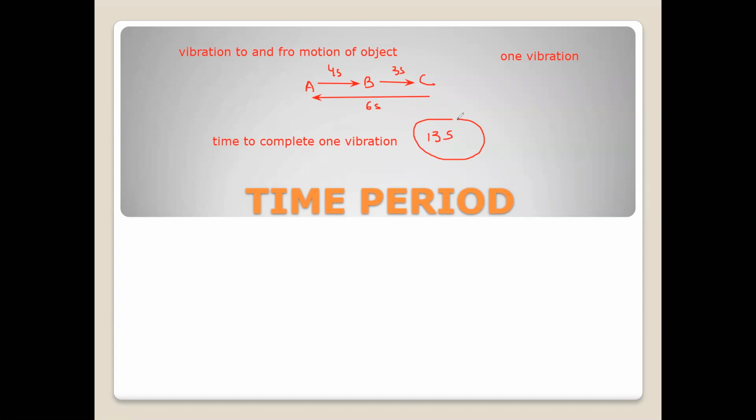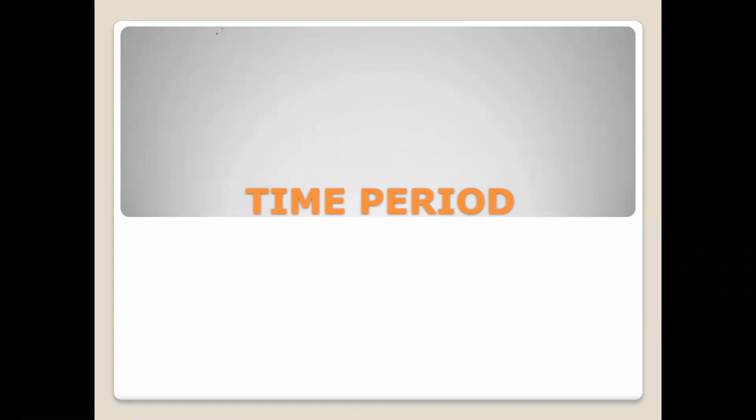Which instrument, which apparatus is required to measure the time period? Without that apparatus, you cannot measure the time period. Stopwatch. So you need a stopwatch. Without a stopwatch, you cannot measure the time period. Is the concept of time period clear? Time period means the time to complete one vibration, and it can be vibration horizontally or vertically.